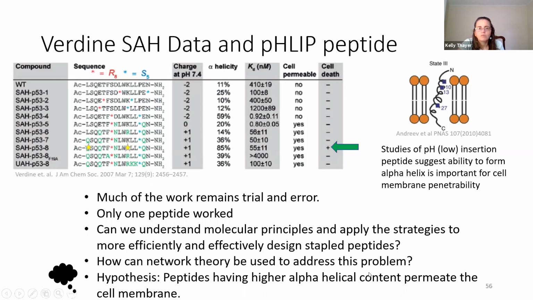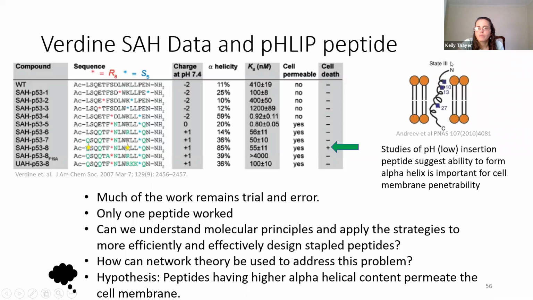And then the next thing we want to ask is, did it work? So if the peptide goes across and the cell died, the presumption is that it successfully bound to MDM2, released P53, and caused the cell to die. Out of this whole set, only one peptide worked, and that was the SAH-P53-8.